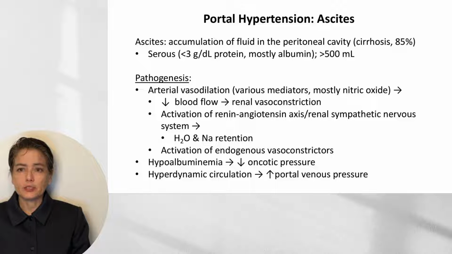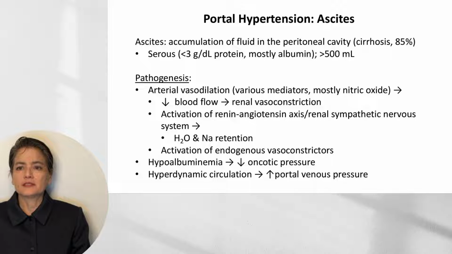The first one I'd like to address is ascites. So ascites is defined as the accumulation of fluid in the peritoneal cavity, and about 85% of patients who do have ascites have it secondary to cirrhosis. This fluid is a serous fluid with less than 3 grams per deciliter of protein, mostly albumin, and will become clinically apparent when it's over 500 milliliters. And this will be part of your physical exam when you check for a fluid wave.